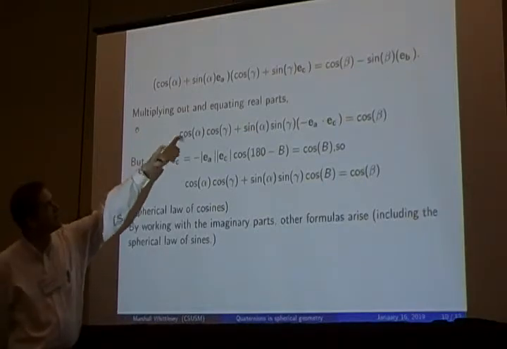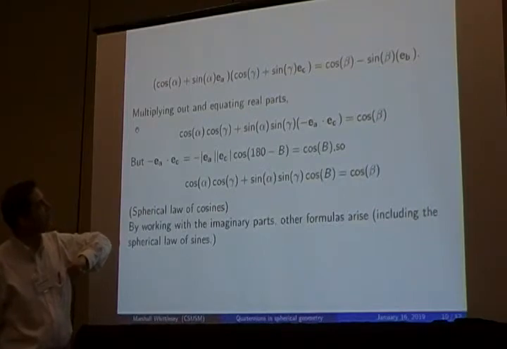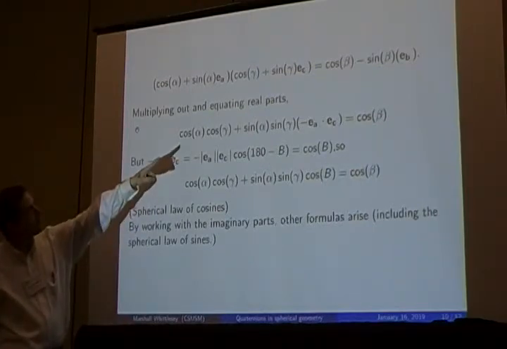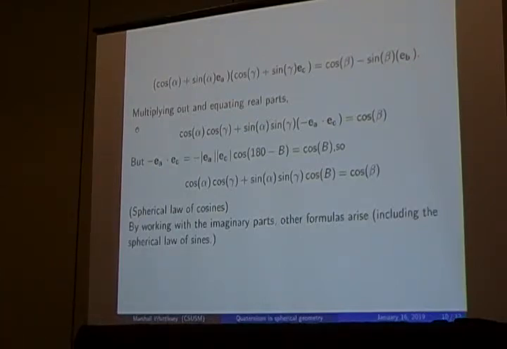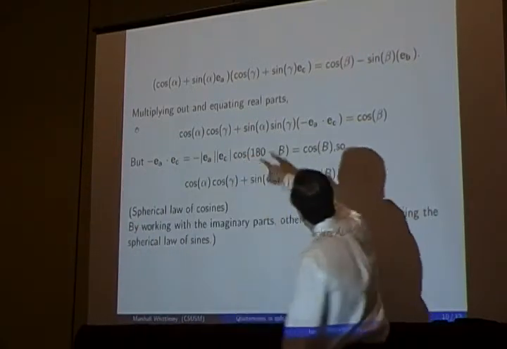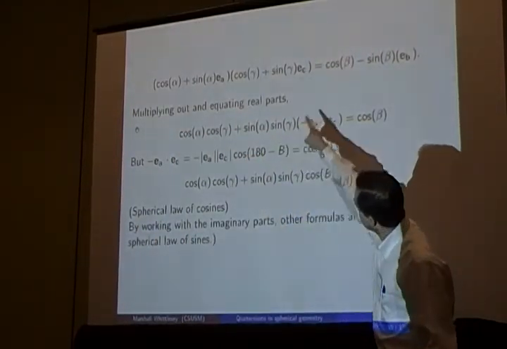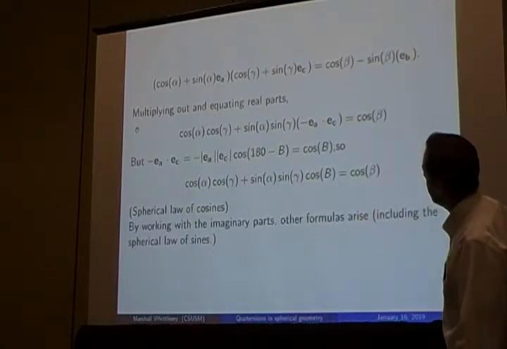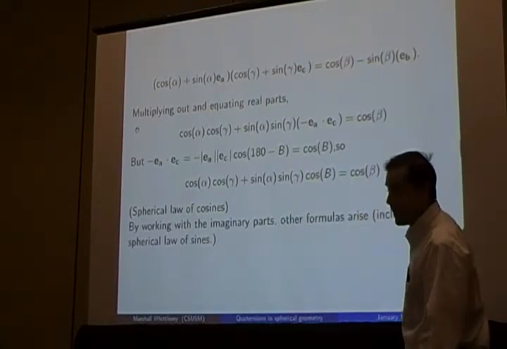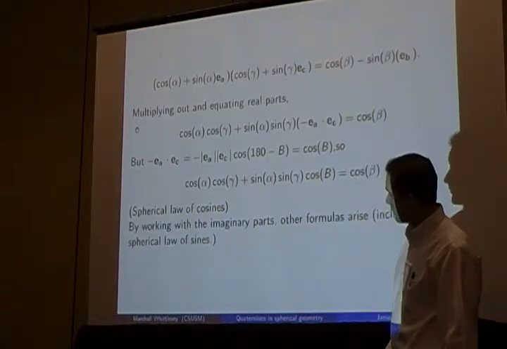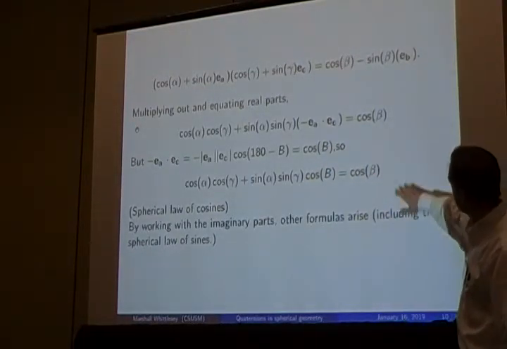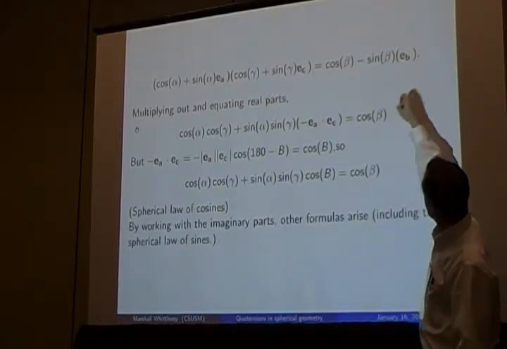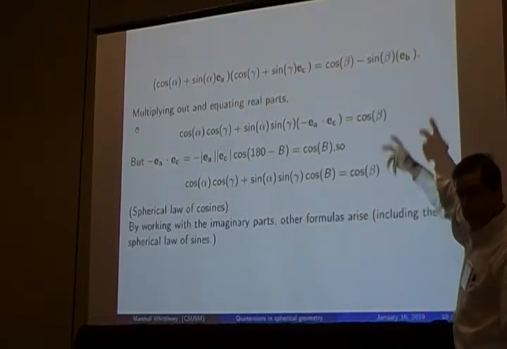The cosine alpha, cosine gamma, obviously that's real, so it's a real part of itself. The cross terms involving EC and EA are pure quaternions, so vectors, so their real part is 0. And then the last term, sine alpha, sine gamma times the product of EA and EC. Well, EA and EC are just vectors, so their quaternion product is just minus the dot product. And then on the right side, the real part, which is cosine beta, that's real, so its real part is cosine beta.